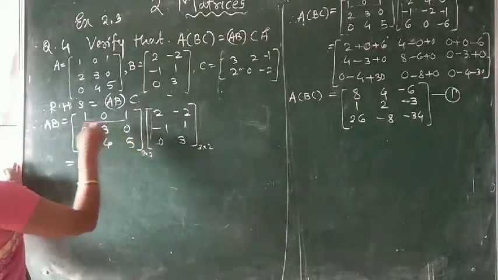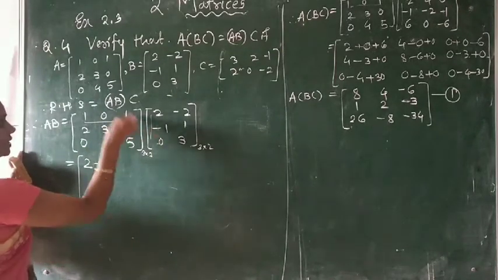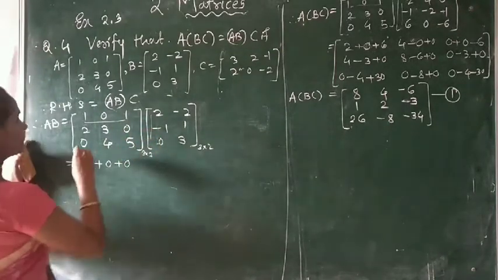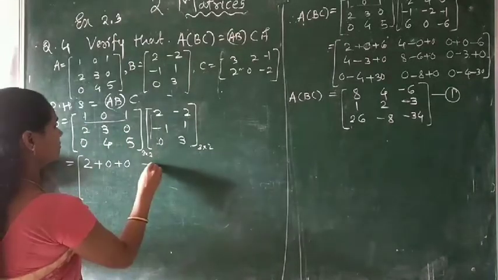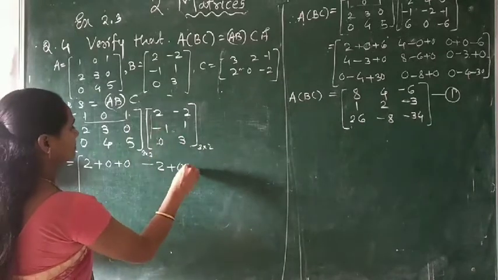First row, first column: 1 into 2, 2. 0 into minus 1, 0. 1 into 0, 0. Next, 1 into minus 2, minus 2. 0 into 1, 0. 1 into 3, 3.